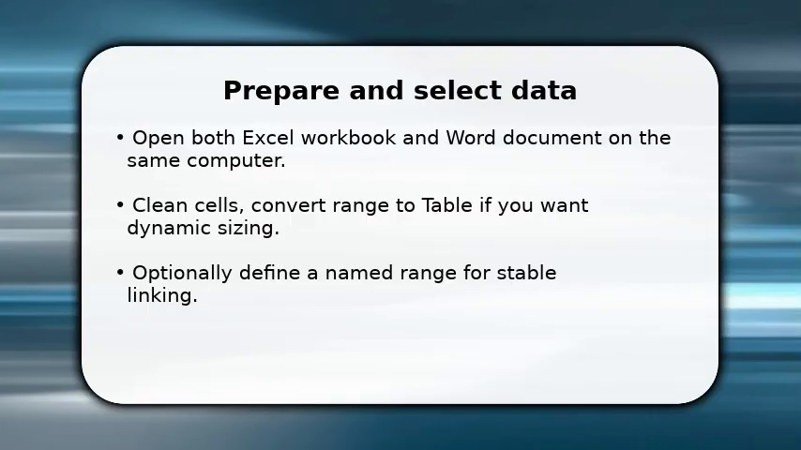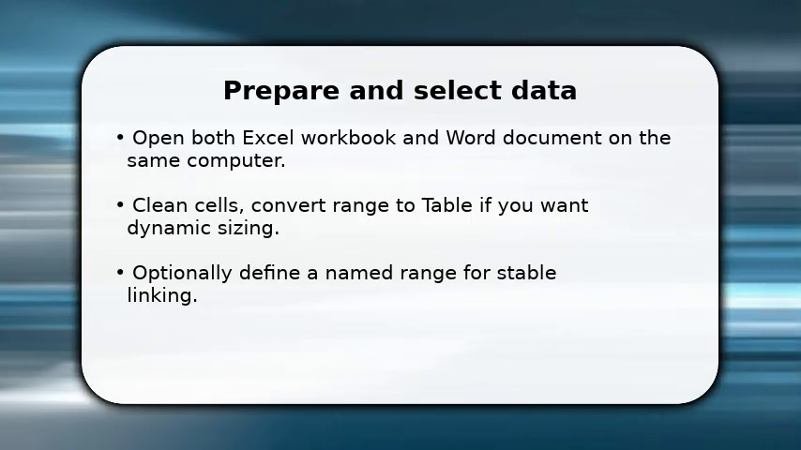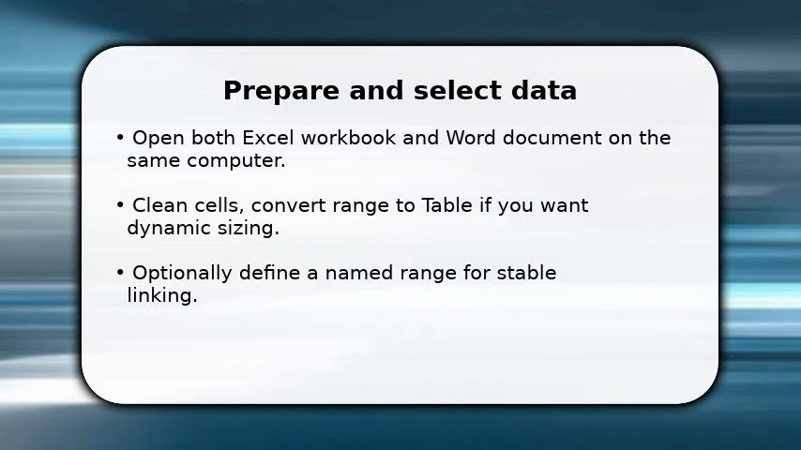You have Excel and Word open. Start now. In Excel, remove stray blank rows and convert the range to a table so columns stay aligned. Once done, you can create a named range to lock the exact cells you'll link. Next, select the cleaned range or table and copy it, Ctrl+C.